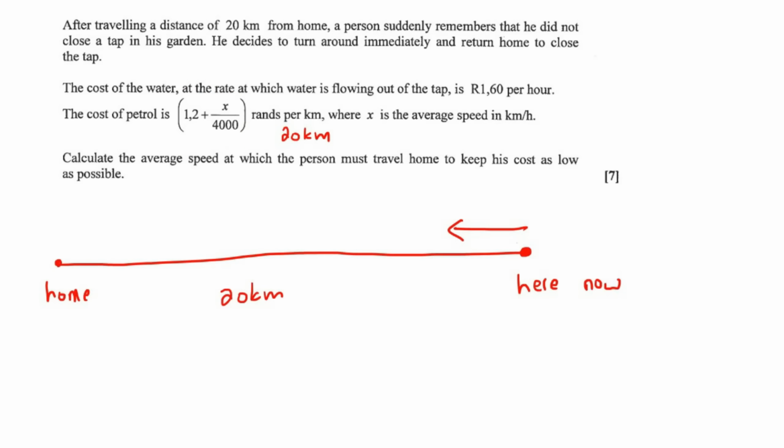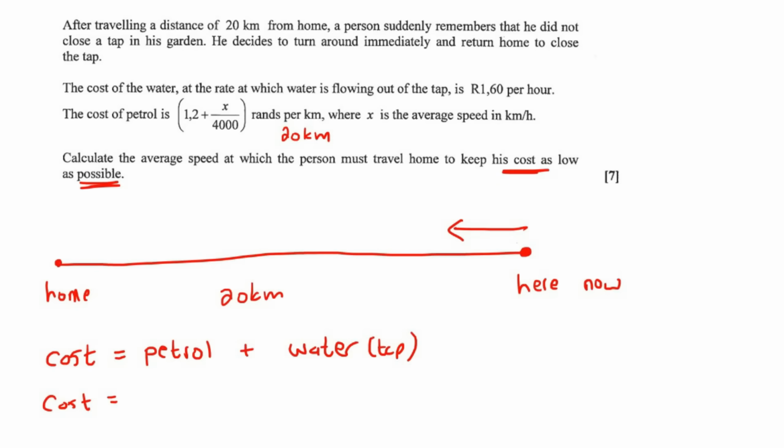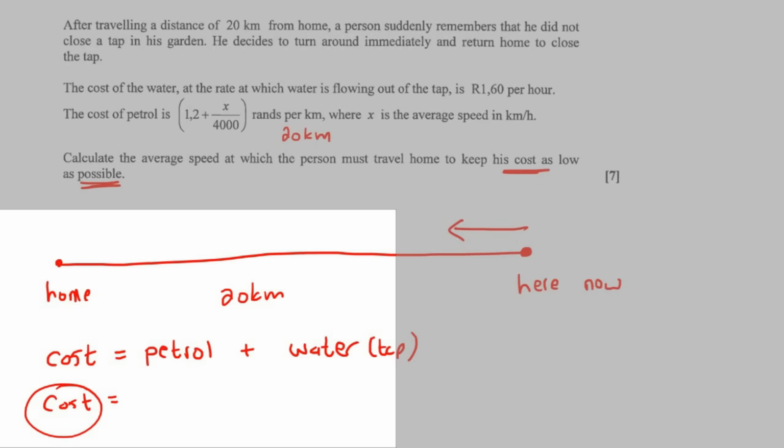So guys, have a look here. The total cost that this person is going to use up is going to be his petrol cost plus his water from the tap. Okay, so the petrol cost, because we're trying to keep the cost as a minimum. So that's why I'm making a formula with cost.